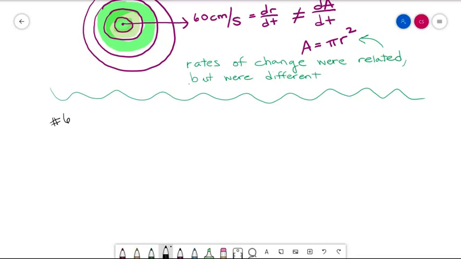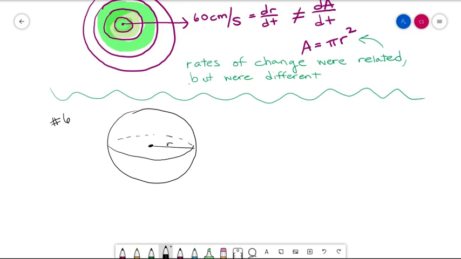Okay, so I always recommend drawing a picture first. And I'll write out the steps to tackling these problems in a little bit. So we have a sphere. Okay? And the radius of the sphere is changing. So the sphere is getting bigger. And the rate it's changing is 4 millimeters per second. So every second, this radius right here is going to increase by 4 millimeters.